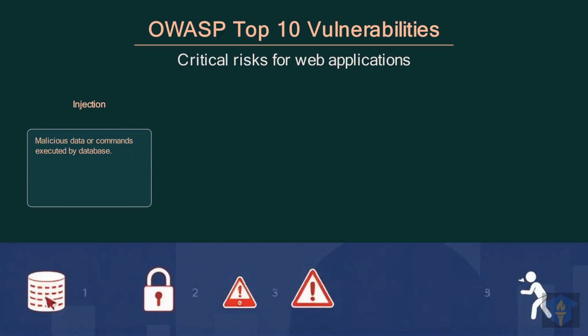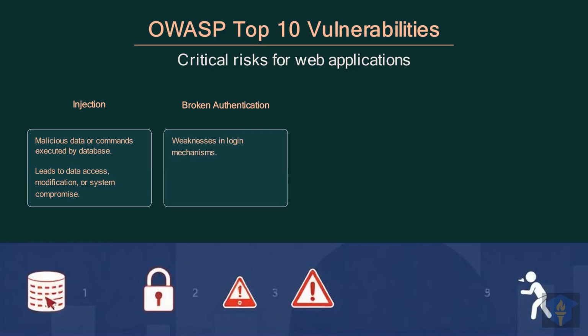This occurs when malicious data or commands are executed by the database, leading to serious issues. It can lead to unauthorized data access, modification, or even a full system compromise. Next, we have broken authentication, a flaw in how users prove their identity. This category covers weaknesses found in login mechanisms and session management processes. Attackers can then impersonate legitimate users or escalate their privileges within the system.